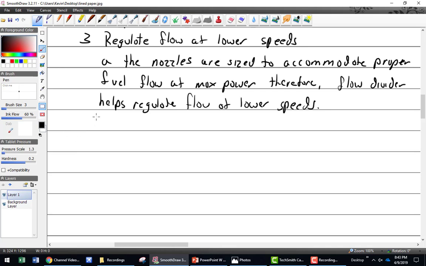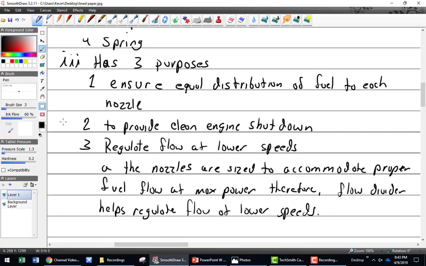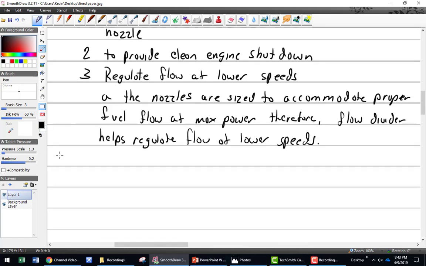How does it do that? Let's see. It's 3 purposes. Those are its purposes. So the valve in the flow divider is spring-loaded to the closed position.